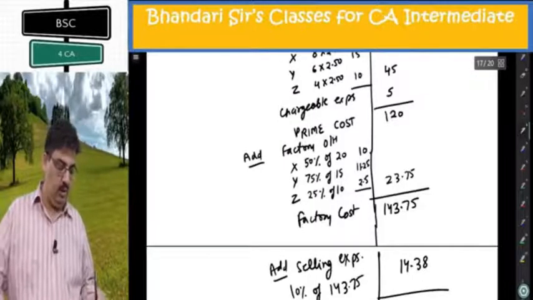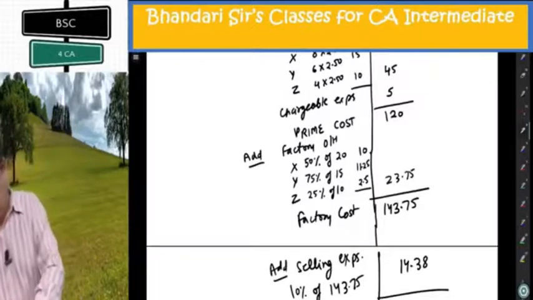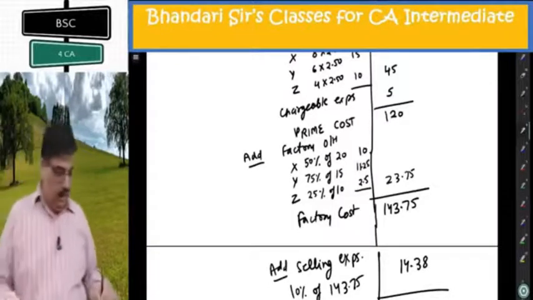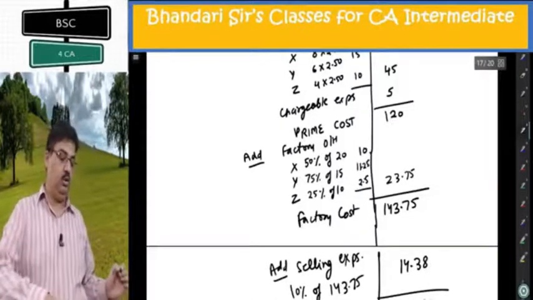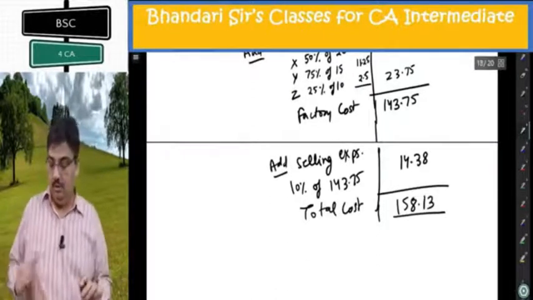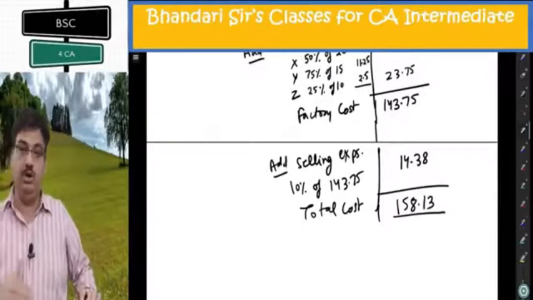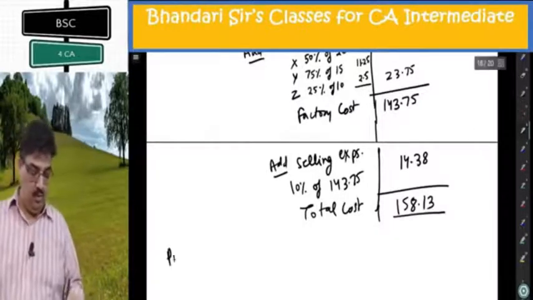So I get their total cost, 158.13. This is total cost for the job. The job cost sheet is complete here. Part 3.